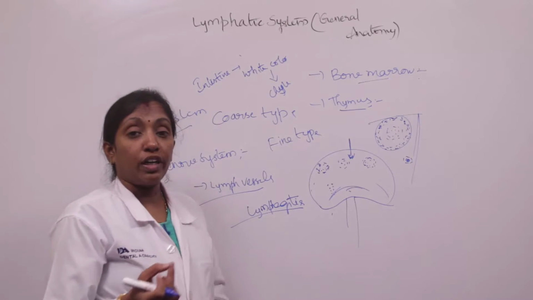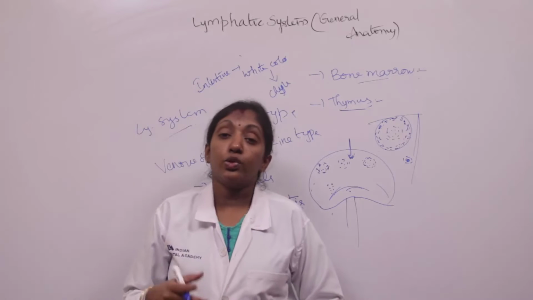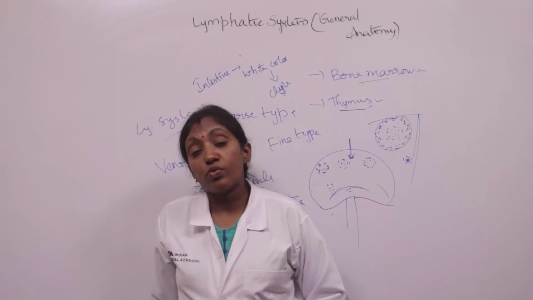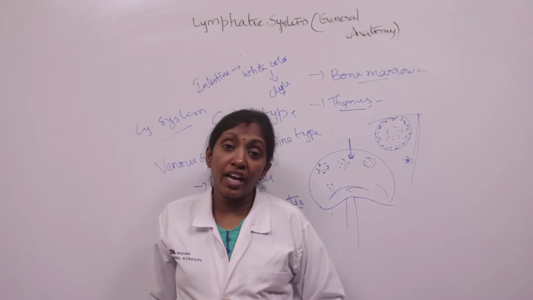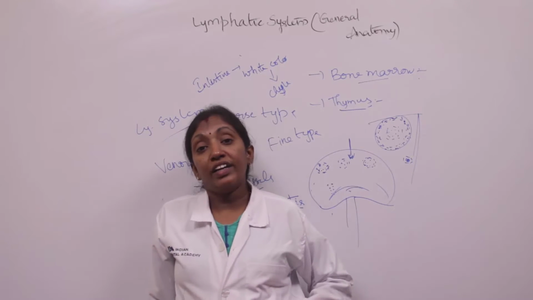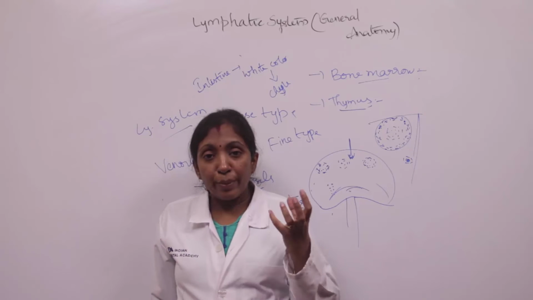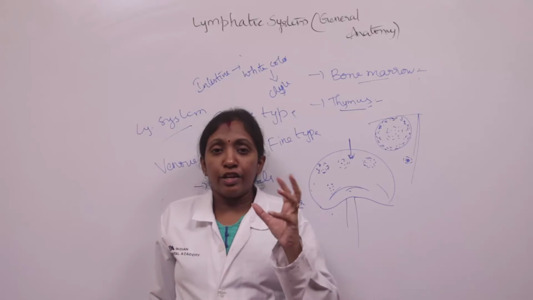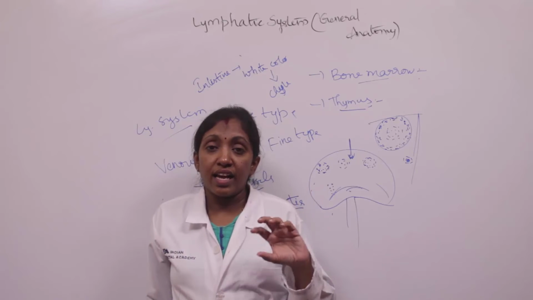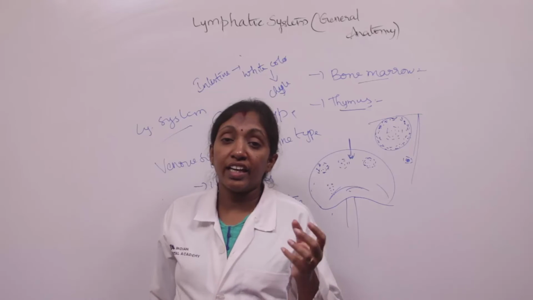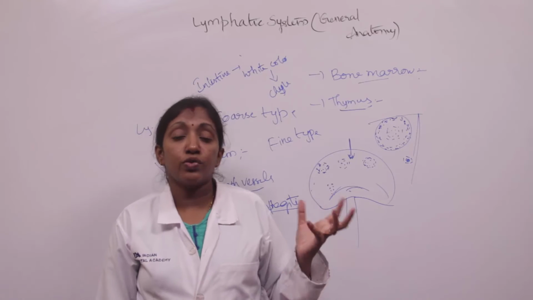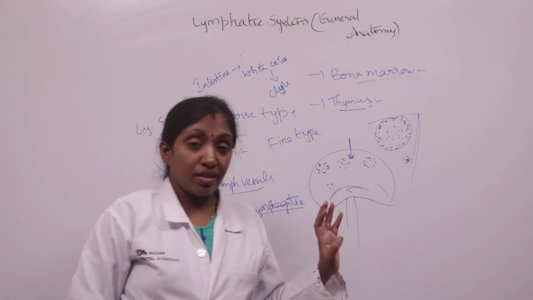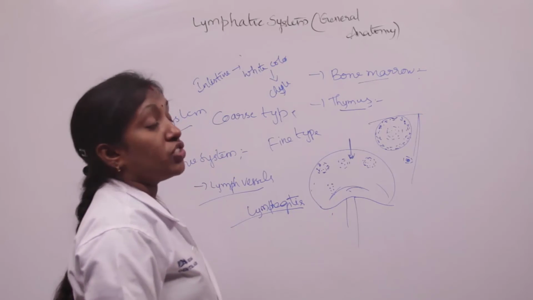And one more important thing is that lymph nodes swell during infections. Why? Because what is the function of the lymph nodes? They filter the lymph. As they filter the lymph, they trap the microorganisms. So if these lymph nodes swell, this is an indication of infection. Swollen lymph nodes indicate infection. Okay, so that's about the general anatomy of the lymphatic system.